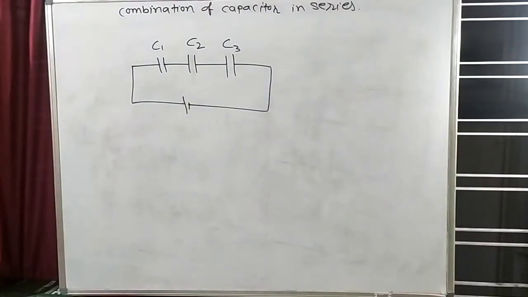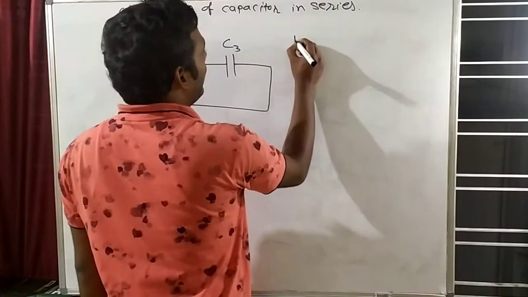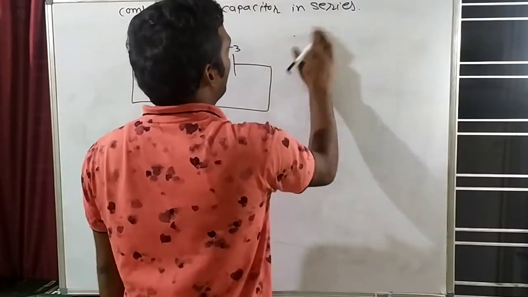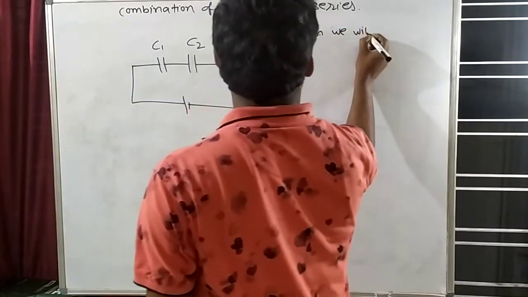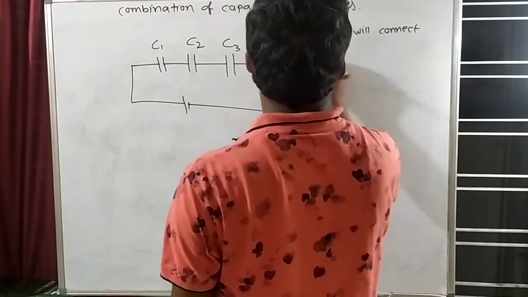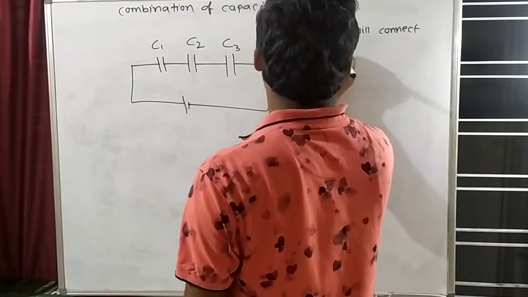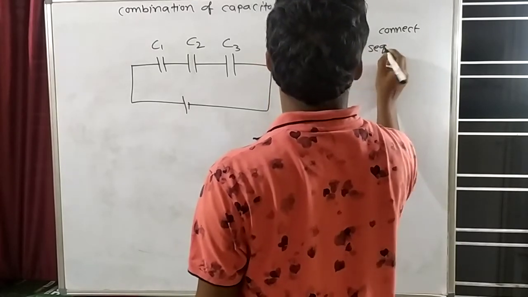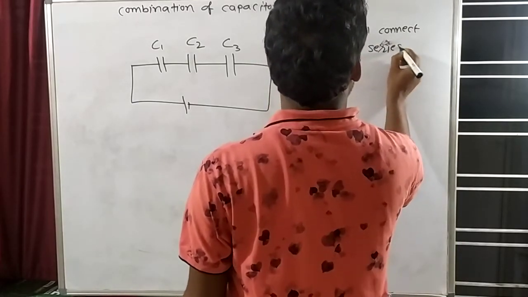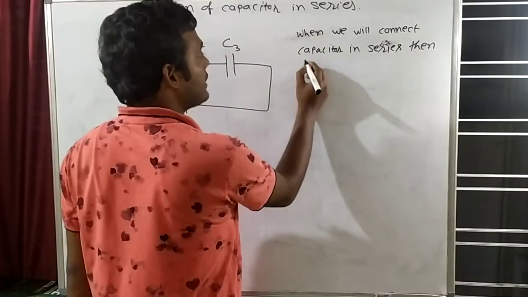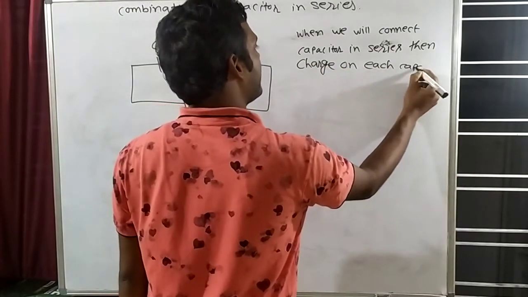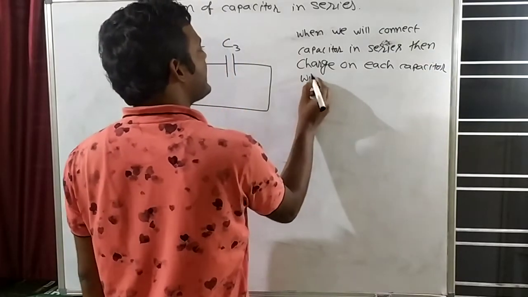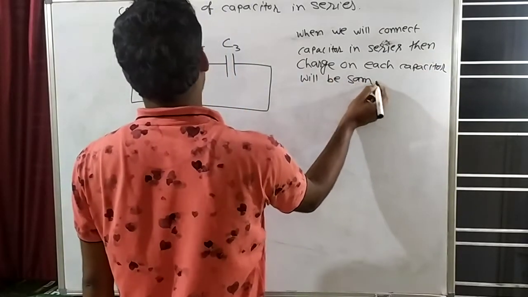So there is one statement here also. In series, write it like this: when we connect capacitors in series, then the charge on each capacitor will be the same. What does it mean?